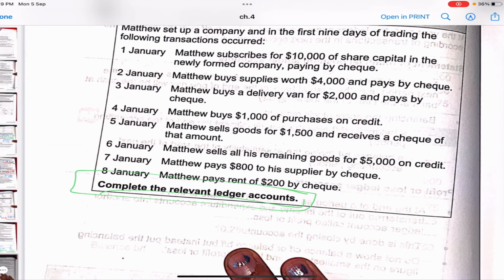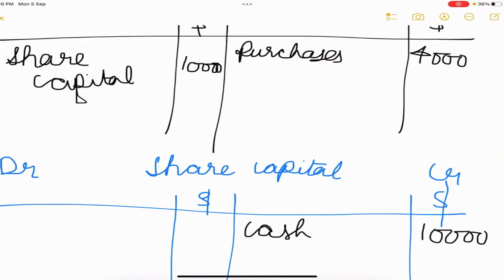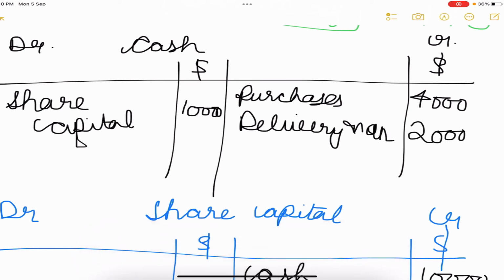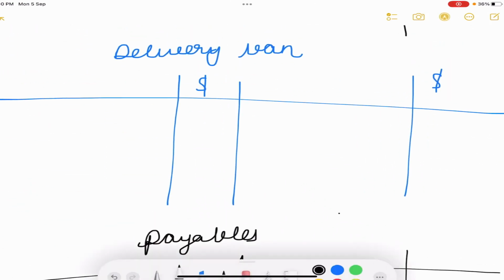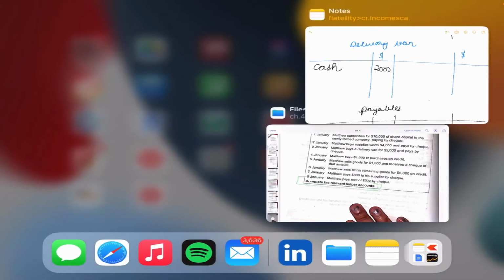Matthew buys a delivery van for 2,000 and pays by check. Delivery van and pays by check. How much is the delivery van for? It's 2,000, and we go to the delivery account and we make the same entry, double entry, 2,000, right? Okay, next.